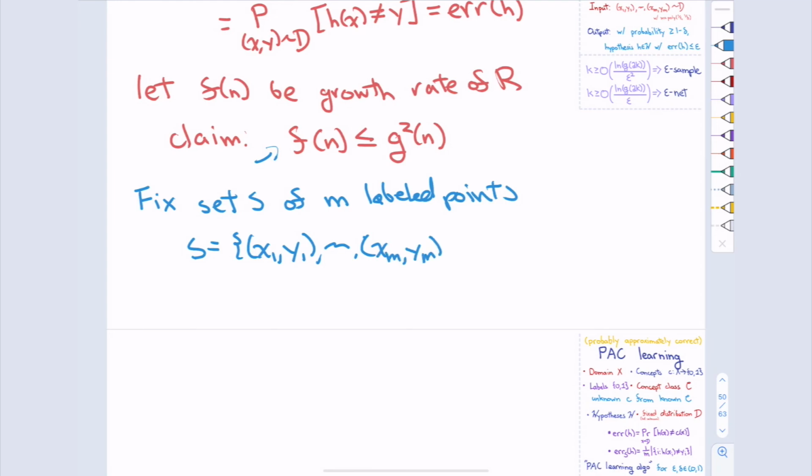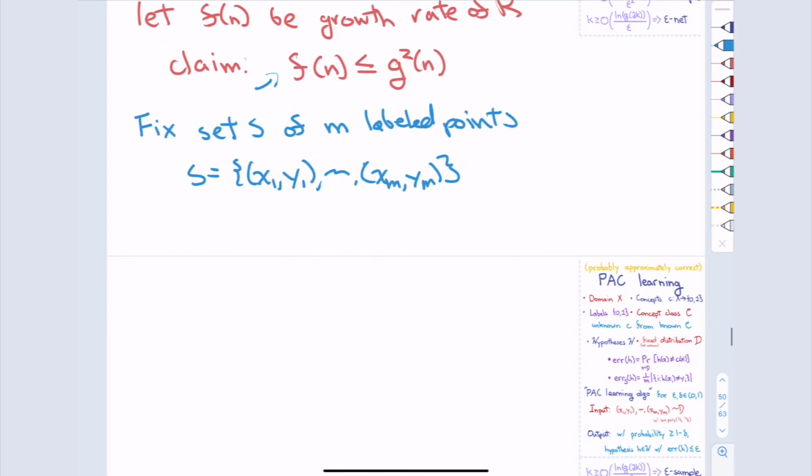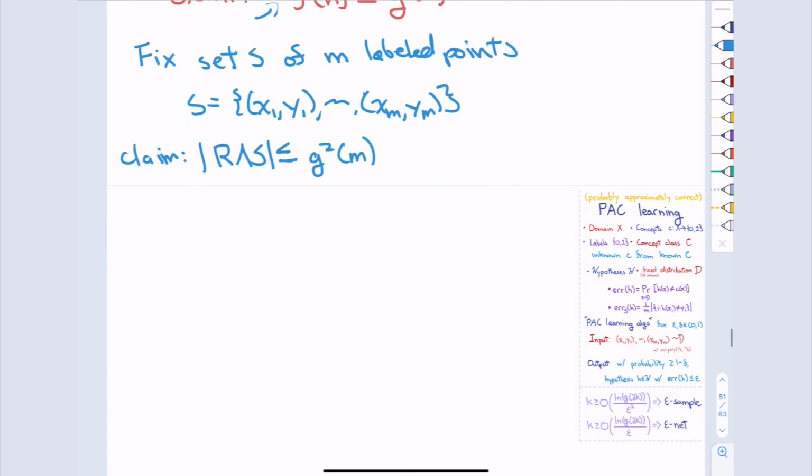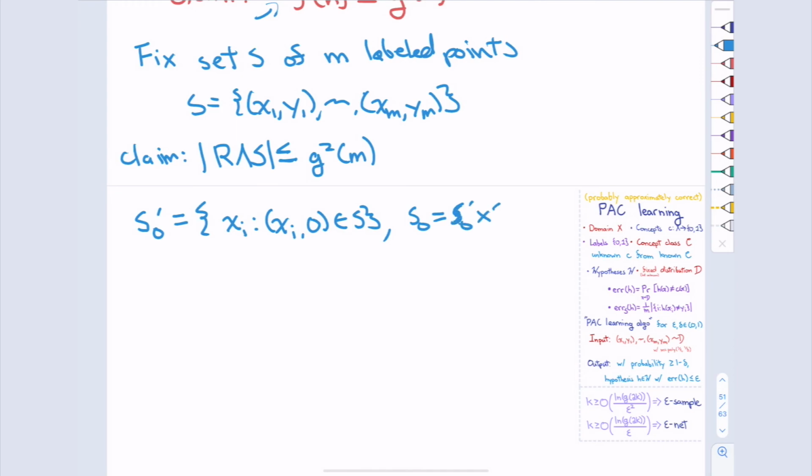We need to show that the number of interesting intersections we induce is at most g squared m. So what I'm going to do is let S0 prime be the set of x_i's where x_i 0 appears in S, and I'll let S0 be the corresponding tuple times 0. And I'll do the same thing for S1 prime and S1.